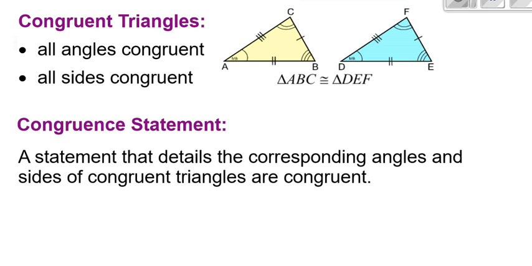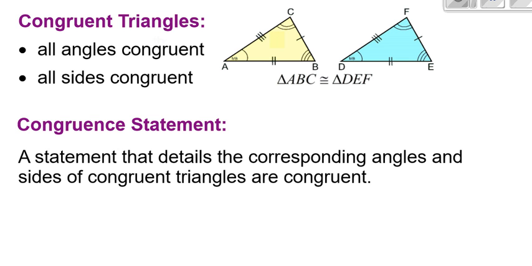Today we're going to talk about congruent triangles a little bit further. As a review from last week, congruent triangles means that all angles are congruent and all sides are congruent. So I have congruent parts of triangles that are congruent to each other. Today we're going to take that a little step further and talk about congruent statements, which detail the corresponding angles and sides of congruent triangles that are congruent.